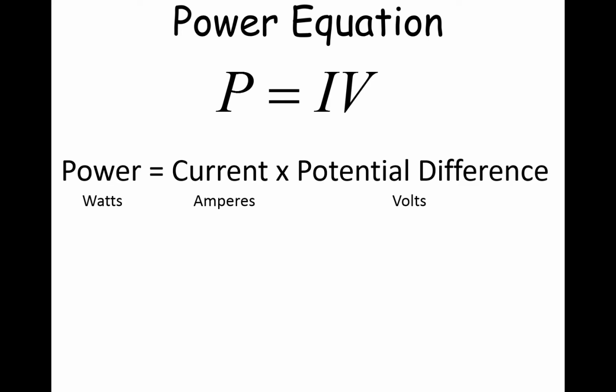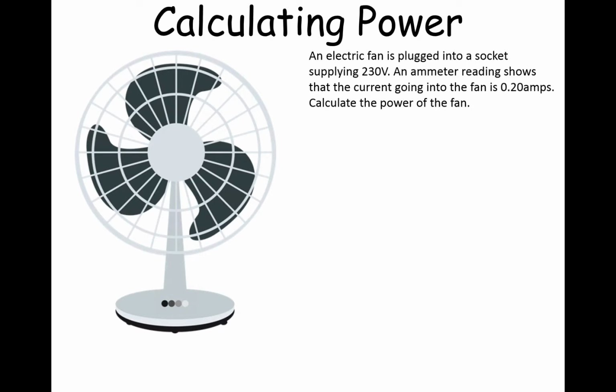So let's start by looking at a simple question. An electric fan is plugged into a socket supplying 230 volts. An ammeter reading shows that the current going into the fan is 0.2 amps. Calculate the power of the fan.